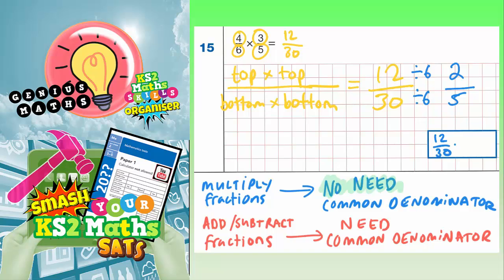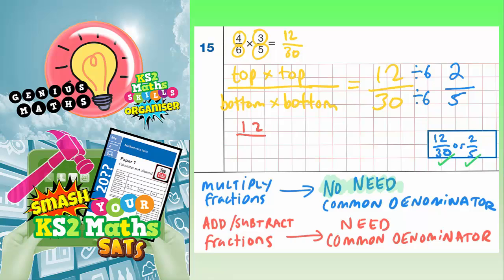So 12/30 or 2/5. You wouldn't get any extra marks for putting 2/5 because this is only a 1-mark question. So the examiner is just testing whether or not you know that it's top times top, bottom times bottom. So 12/30 is completely fine. If you're in year 7 or year 8 or year 9, you might actually get an extra mark for putting 2/5, which is also acceptable. There are other equivalent fractions which would also be acceptable.